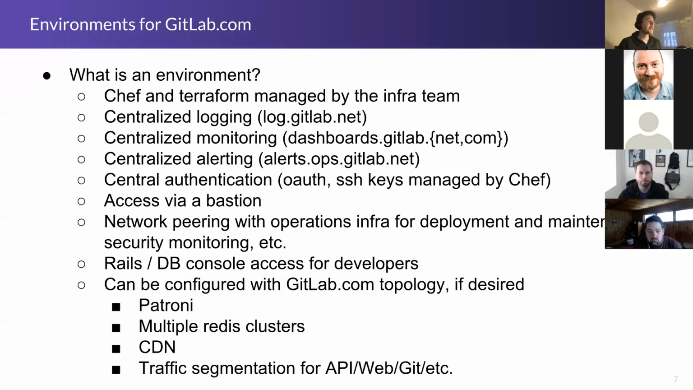So let's summarize what an environment is. These are all services that the infrastructure team provides. You have Chef and Terraform, centralized logging, monitoring, and alerting, authentication, and access with a bastion. We have to set up network peering to the operations infrastructure so that we can do deployments, and Rails and DB console access for developers that we control.